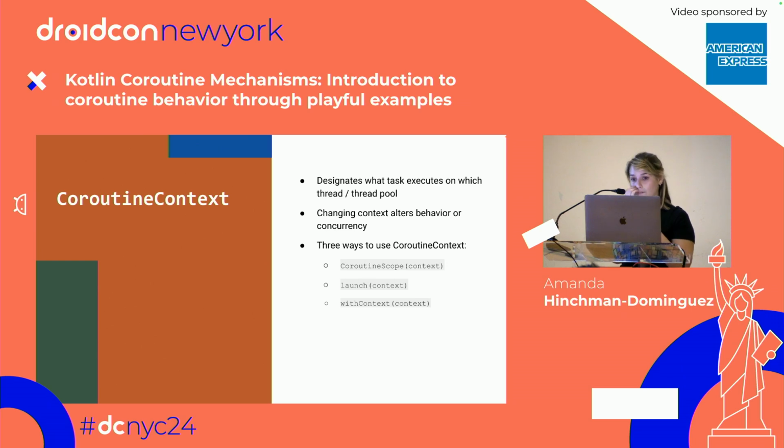A lot of that was basic stuff, but we're going to go ahead and go on to coroutine context. So coroutine context usually relates to the persisted context of the coroutine that you're currently in. It's really important because it designates the task that you're on. It designates what it should execute on. Depending on what dispatcher you're using, it would be a thread or a thread pool. And we'll go into that a little bit more in a bit.